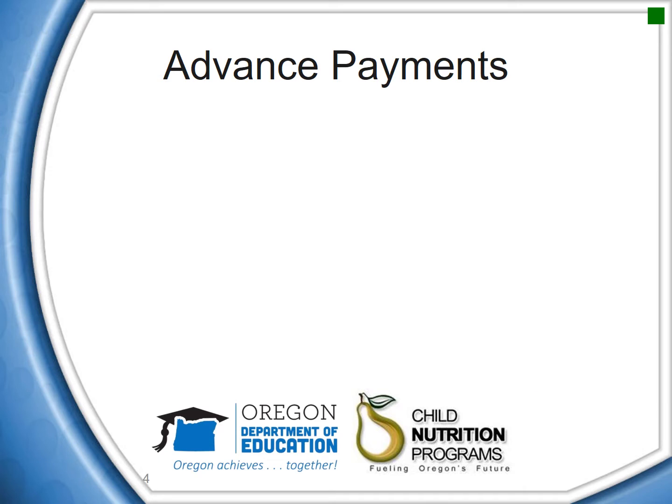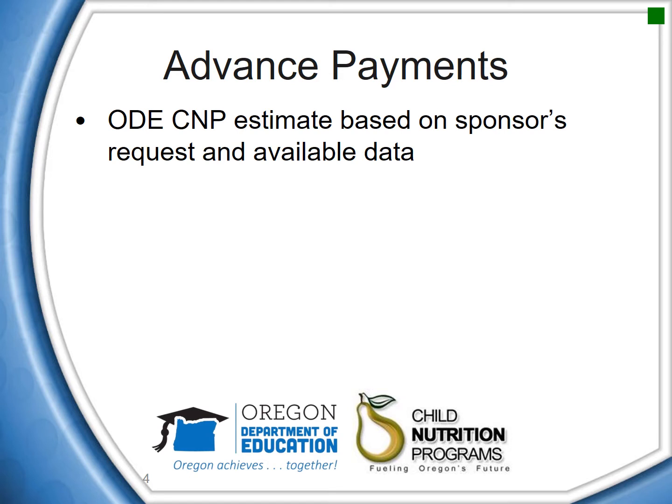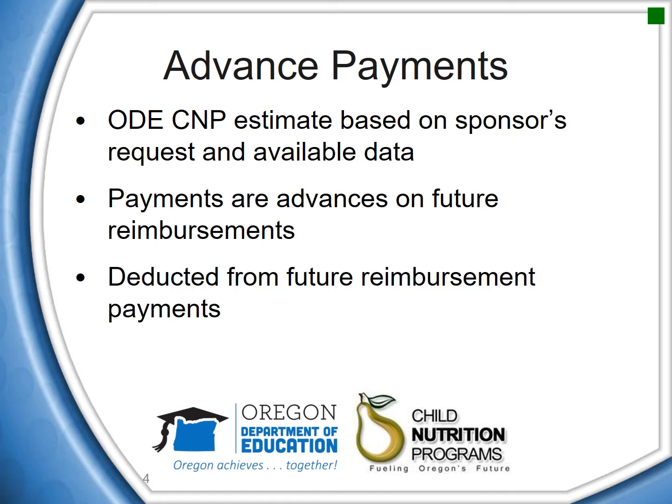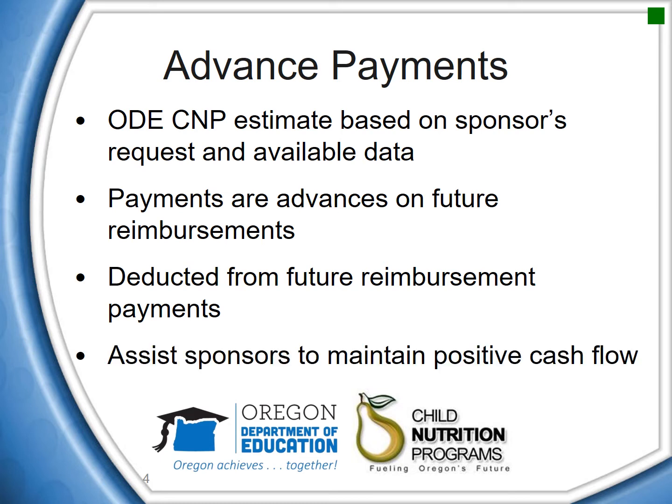When determining the amount of the advance payment, ODE CMP will make the best possible estimate based on the sponsor's request and any other available data. These payments are advances on the reimbursement that sponsors will receive for a month of operation. Advances are considered a short-term loan, and sponsors receiving an advance must pay the advance back. An advance is paid back through the deduction from future reimbursement payments. The advances should help sponsors maintain a positive cash flow because they will have funds available to meet program costs as they arise throughout the month.